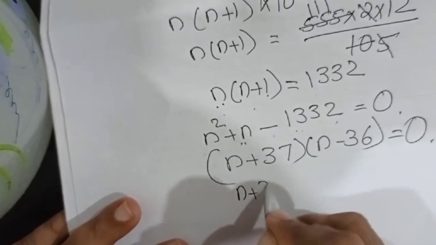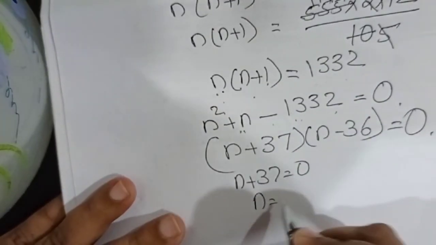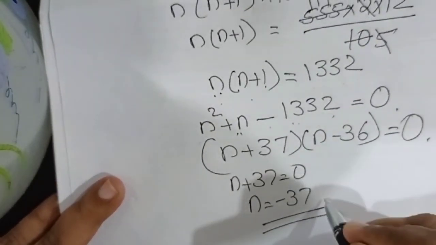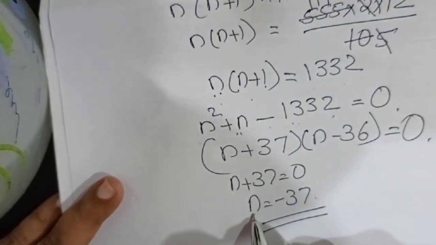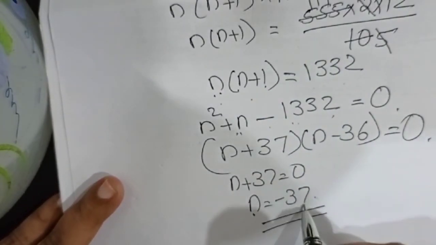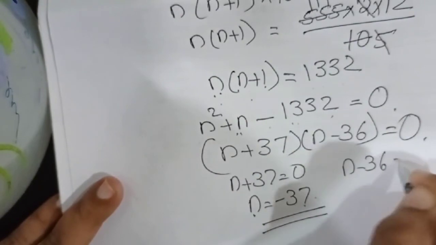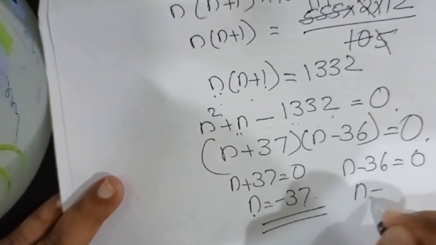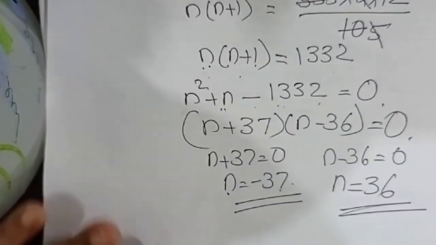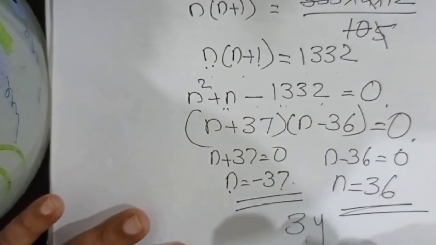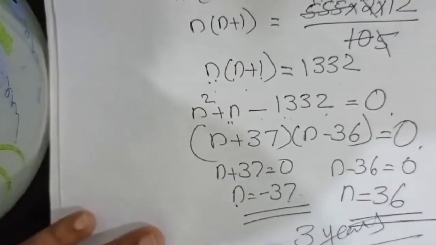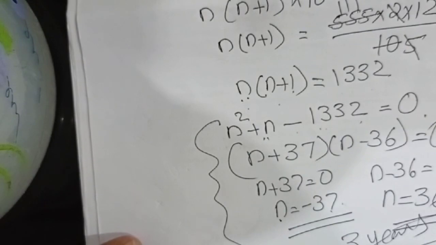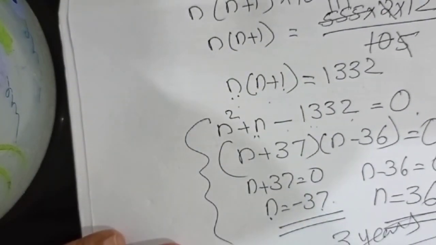Therefore, n plus 37 equal to 0 means n equal to minus 37. That is not possible. Number of months cannot be minus. Therefore, n minus 36 equal to 0 means n equal to 36 months or 3 years. Right. This part I will clear in the after next chapter.